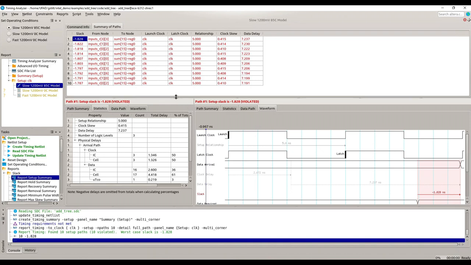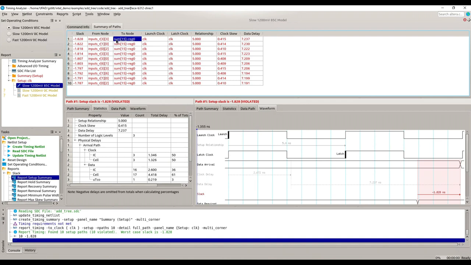Now this pops up with this information here. At the top, we have the top 10 worst failing paths in order of negative slack. So the top one here is essentially the critical path. It has the worst negative slack in the entire design. And you can see it's going from one of the input registers to the sum register, which is what we would expect to see because those were the inputs and outputs in our design.